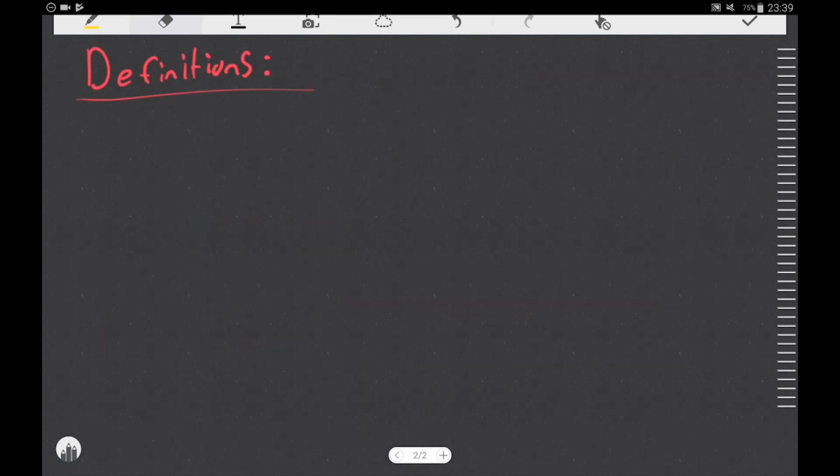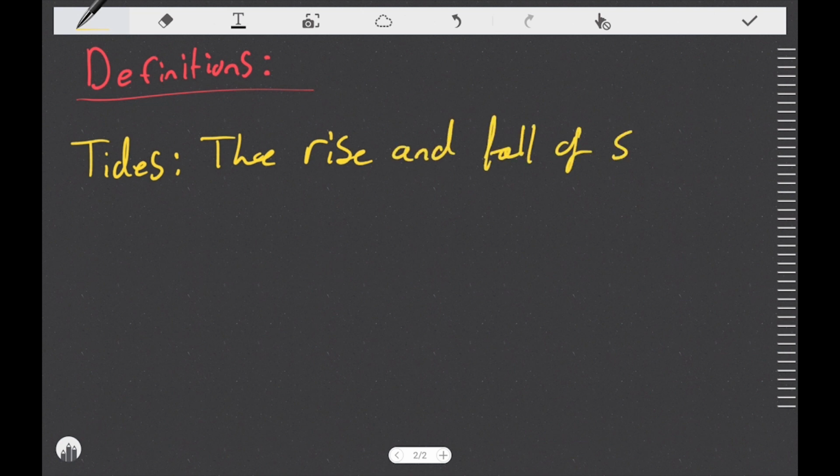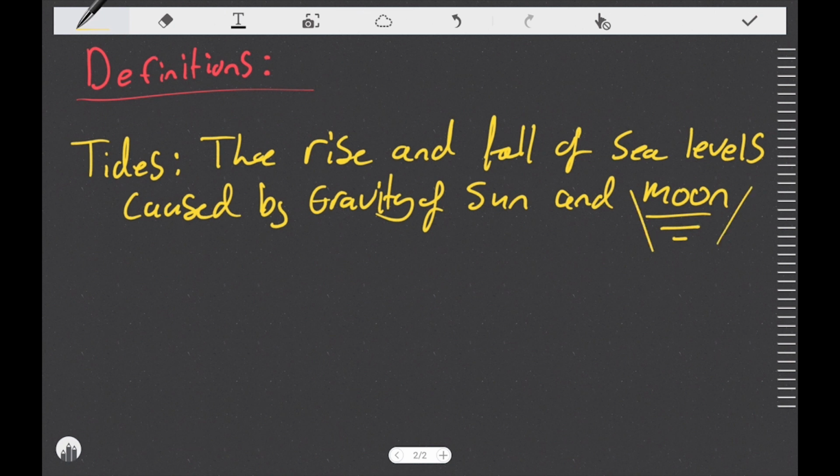So if we move on to our definitions section, the first thing that we have to define is the word tide itself. So what are tides? Well, tides are the rise and fall of the sea level caused by the gravitational pull of the sun and the moon. I'm going to highlight the moon here because the moon is actually the most important driving force for the tides. And the sun causes tides as well, but it's going to have a lesser effect than the moon.